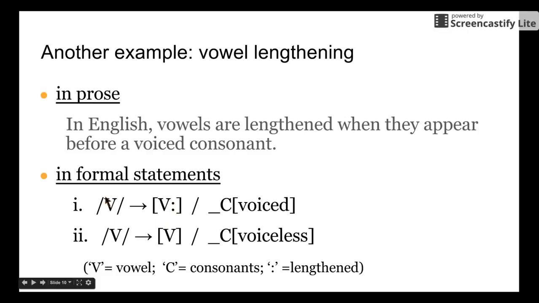Okay. So again, slashes for phonemes and square brackets for phones. So a vowel becomes lengthened in this environment. C indicates consonants, okay, and V indicates vowels, okay. So in this environment, this underscore means the target of alternation, which is the vowel, okay. So when this vowel precedes a voiced consonant, it's lengthened, and the vowel is not lengthened when it is followed by a voiceless consonant. Okay.